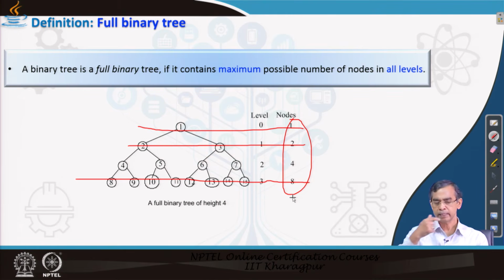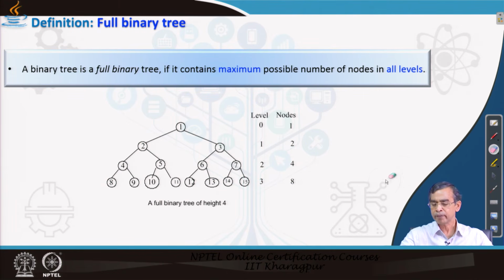This is a peculiar thing. A binary tree is called a full binary tree if it contains the maximum possible number of nodes in each level. The maximum possible number in the ith level is 2 to the power I, that is all. This is another particular characteristic or property that a binary tree may have. If it satisfies this, then such a binary tree is called a full binary tree.